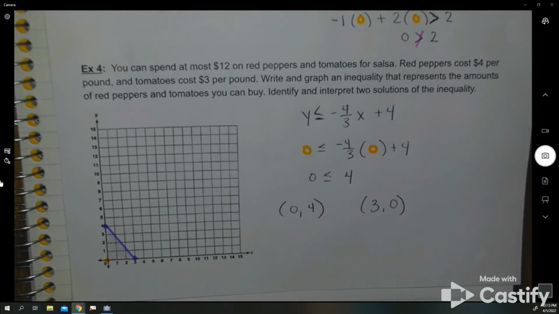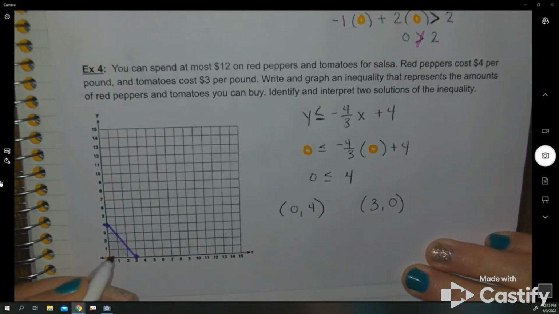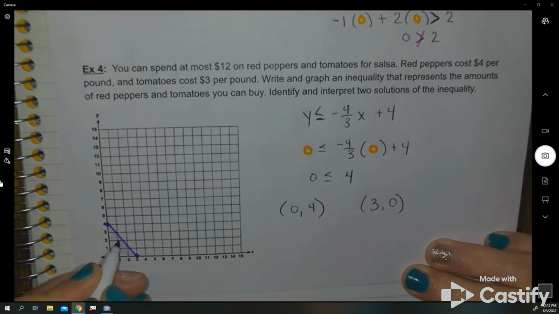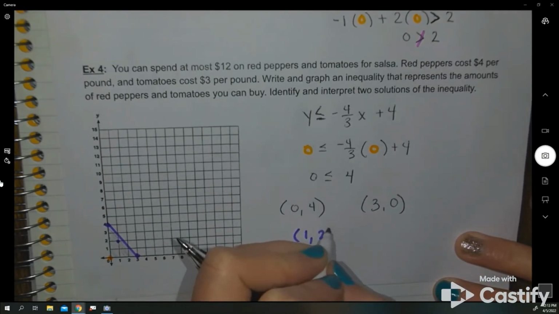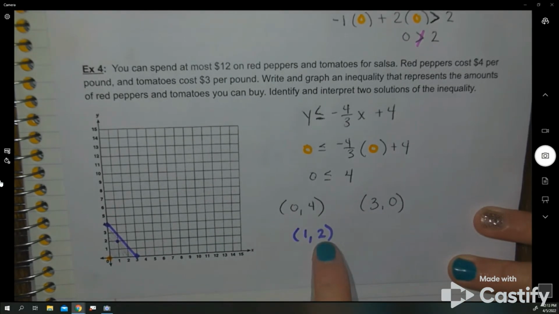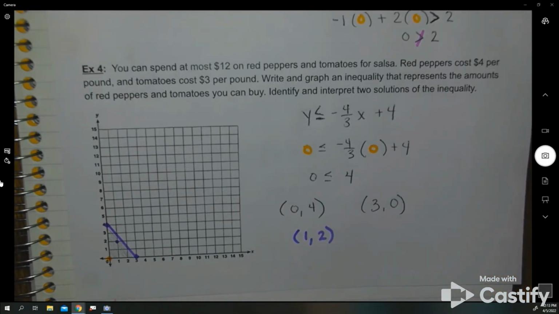However, they're making salsa, right? So does it make sense to buy all peppers and no tomatoes, or all tomatoes and no peppers? It doesn't really. So I honestly want to pick another one, and I'm going to choose this point right here. That is the point 1, 2. And that means I can buy 1 pepper and 2 tomatoes, and I would stay within the limits of my $12 in order to make my salsa.